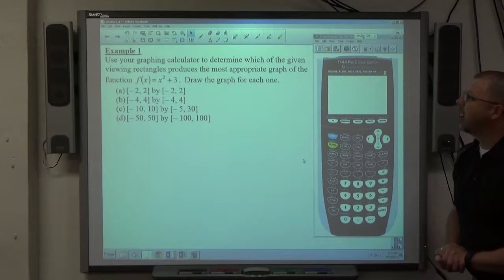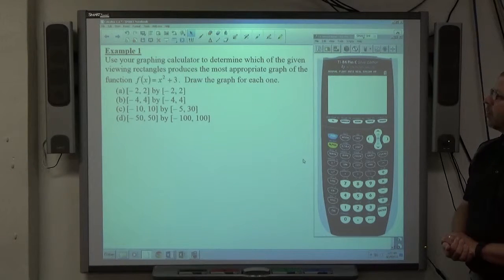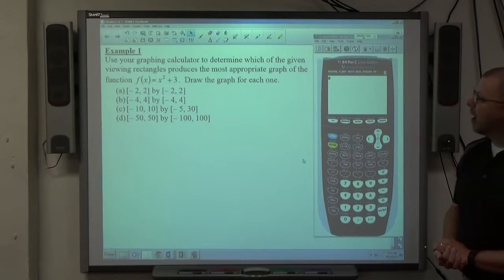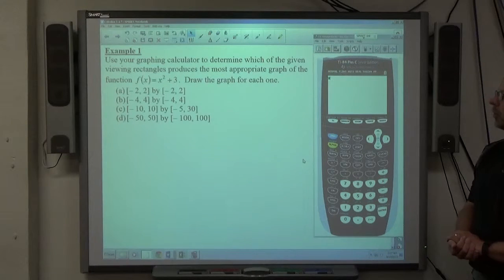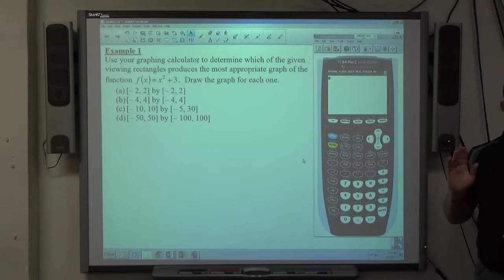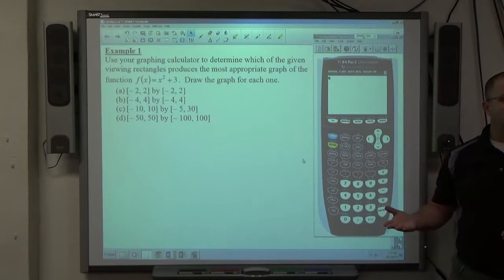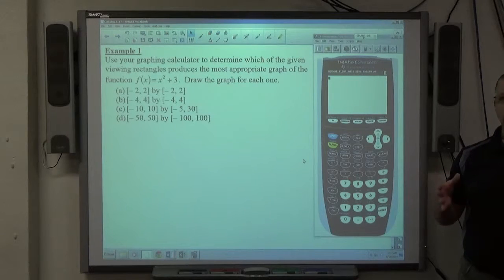All right, example 1, use your graphing calculator to determine which of the given viewing rectangles produces the most appropriate graph of the function f of x equals x squared plus 3. Draw the graph for each one. All right. As far as drawing the graph is concerned, this is going to be a sketch. It's not going to be perfect with graph paper.